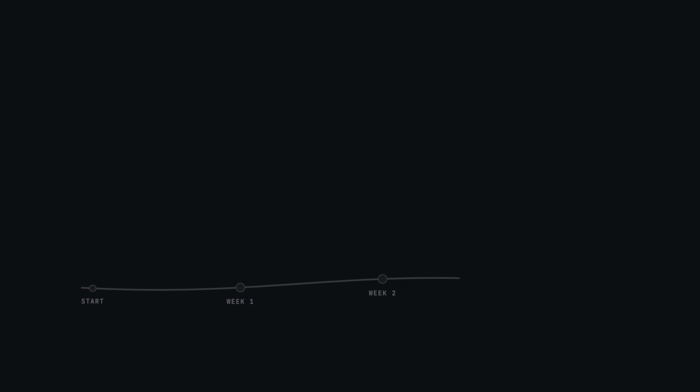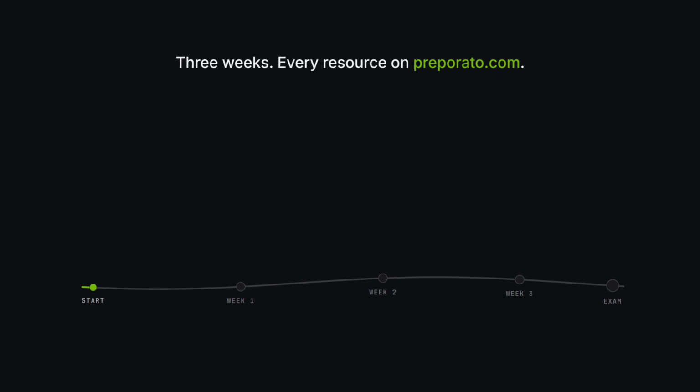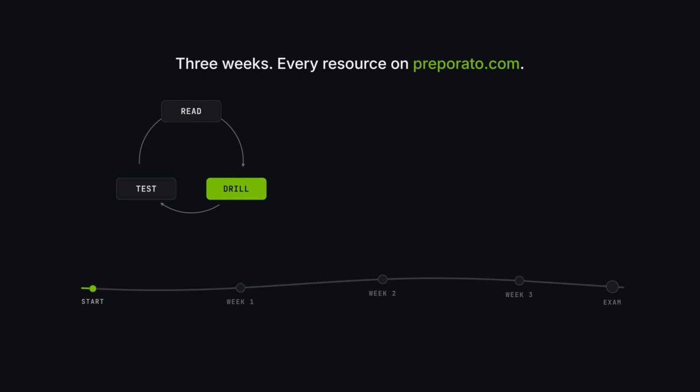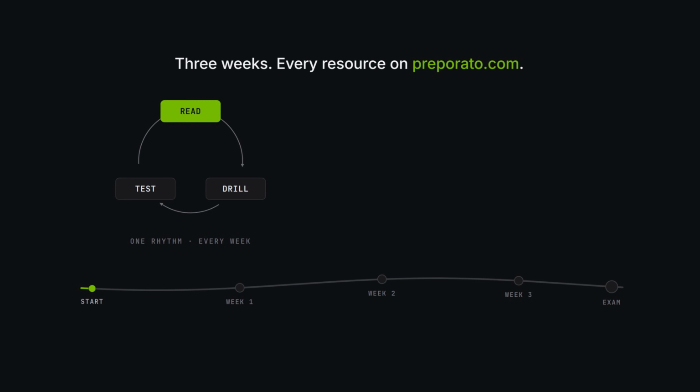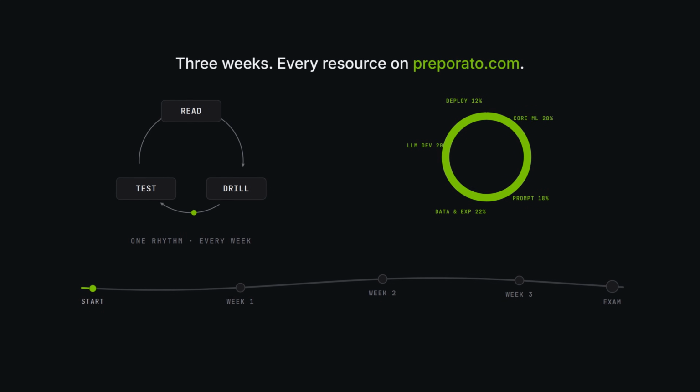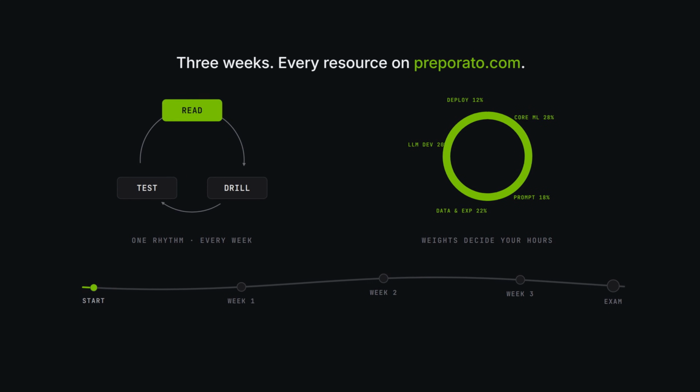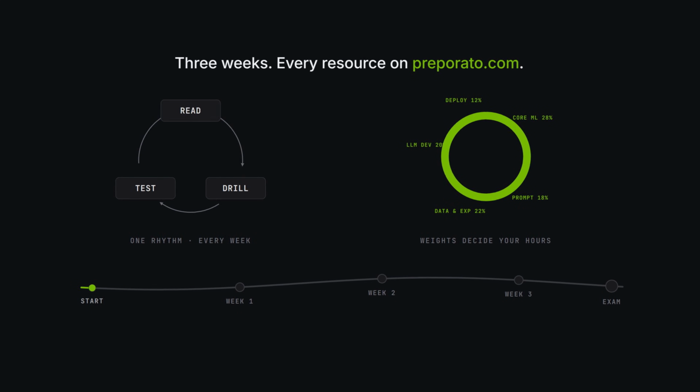Give this 3 weeks, and the whole thing gets manageable. Every resource you need already lives on preparatum.com, and each week runs the same rhythm. You read the domain guide for the theory, you drill the concepts until recall is automatic, and you close with a practice test that tells you exactly what is still leaking. The domain weights decide where your hours go, so heavier domains earn more of your week.